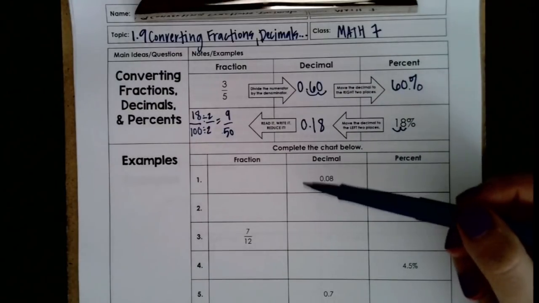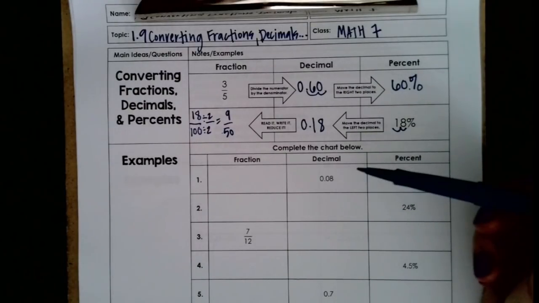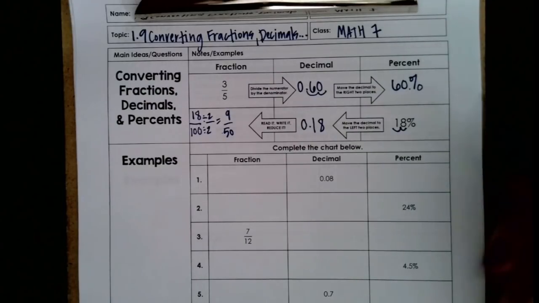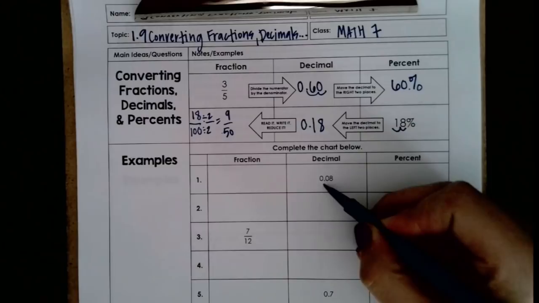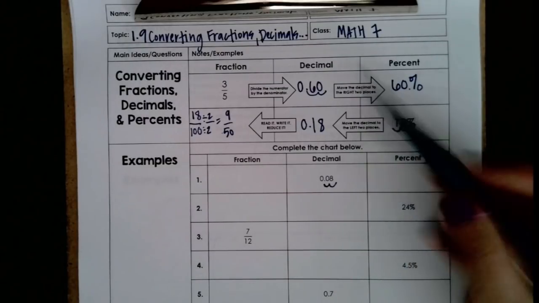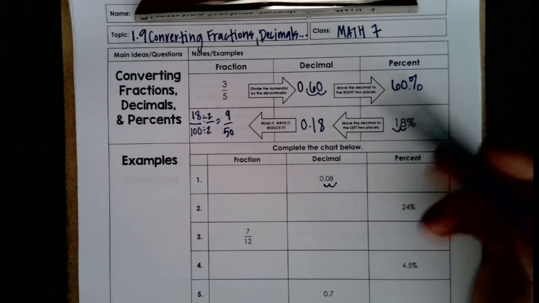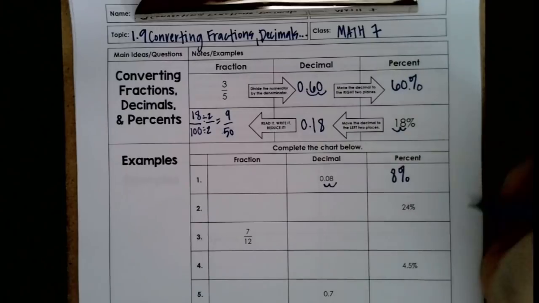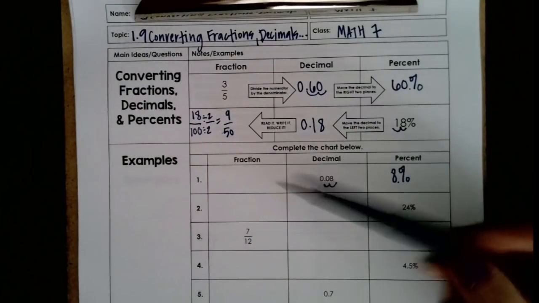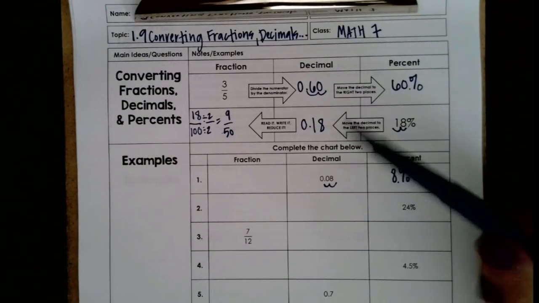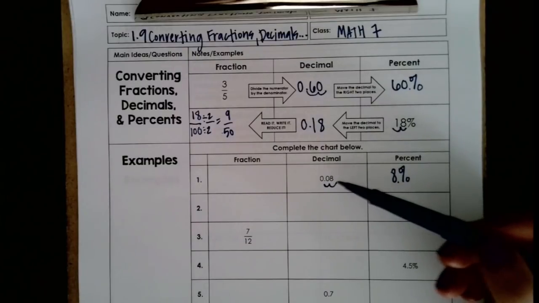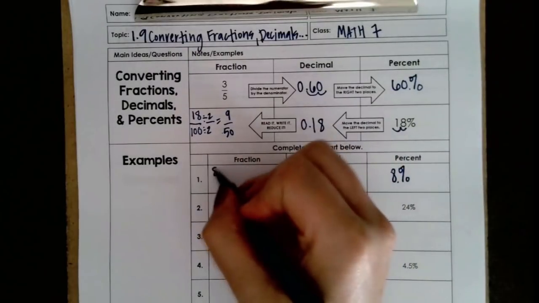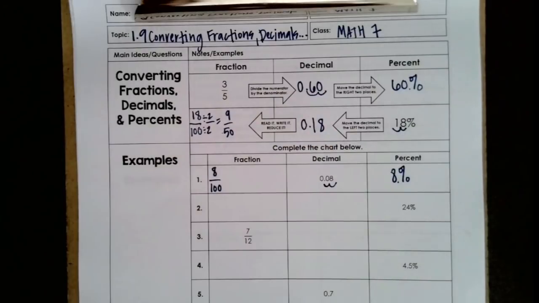Now in this first blank, what they give you is 0.08. The easiest thing for me to do first is going to be to change it to a percent. So all I do is I move the decimal 2 places to the right, like we did up here, and I'm left with 8%. Now if we want to move back to a fraction, we're going to have to read it and write it again. This is 8/100ths, so we're going to write 8/100.